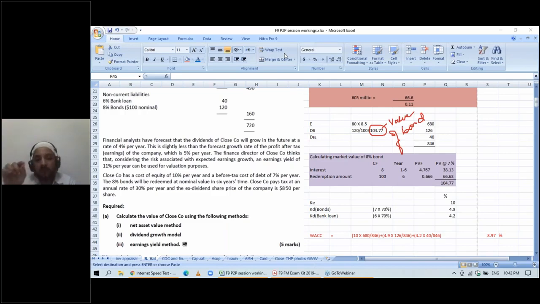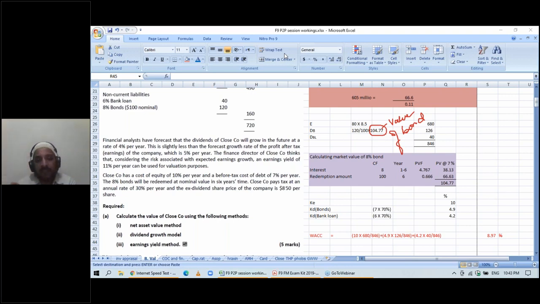So if you purchase a loan note, what do you expect to receive? If you purchase a loan note, you expect to receive interest, and when the loan note will be redeemed, at that time you expect to receive the repayment. So the value of a bond or the debt instrument should be equal to the present value of the interest and the bond's repayment. That's the value of the bond. So in that way, I have calculated this 104.77 million, the value of the bond. So let me show you how I have calculated 104.77. I've just calculated the present value.